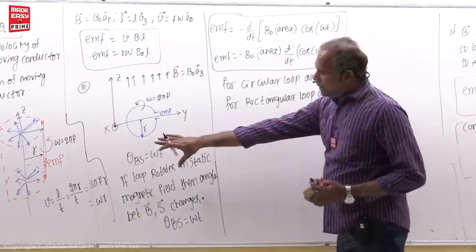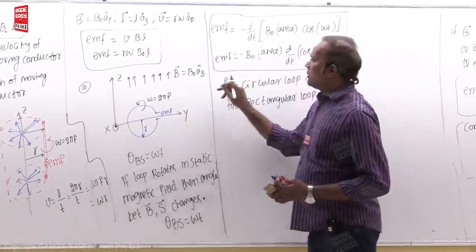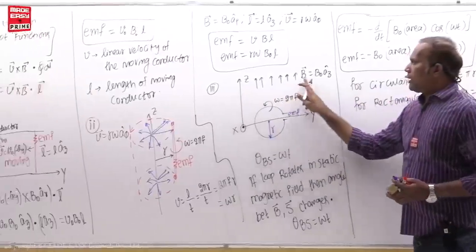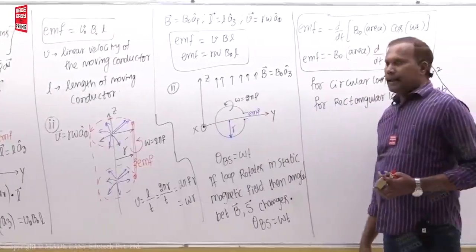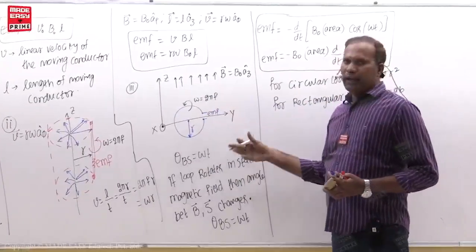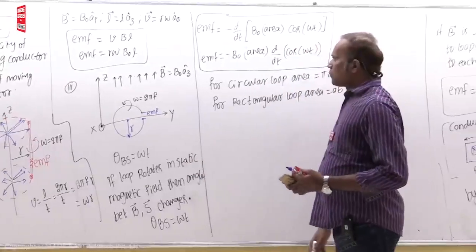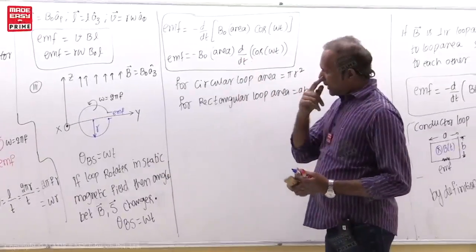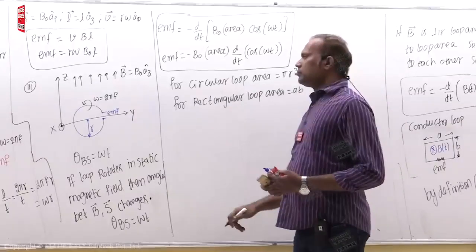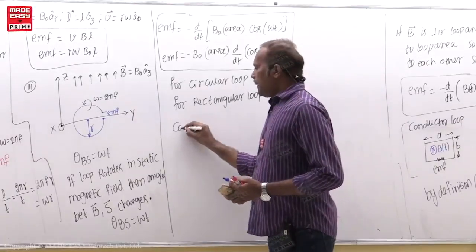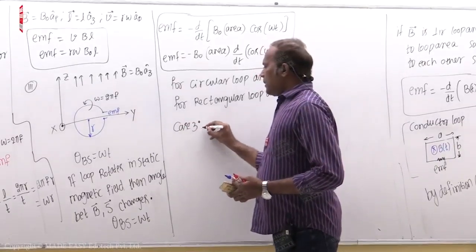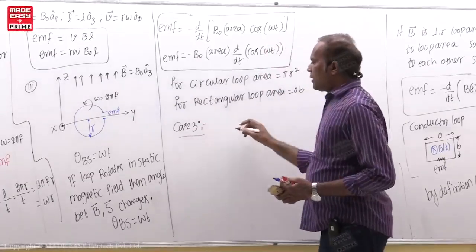So in these three, first one, second one, third one, everywhere the B bar is static, but the loop is moving in different ways. Here sine or cos signals are generated. Anyway, now what is the third experiment? A combination of the first one and the second one.